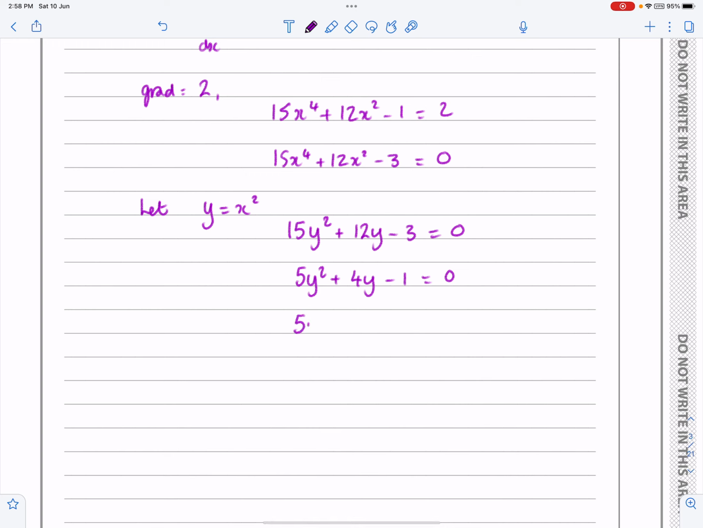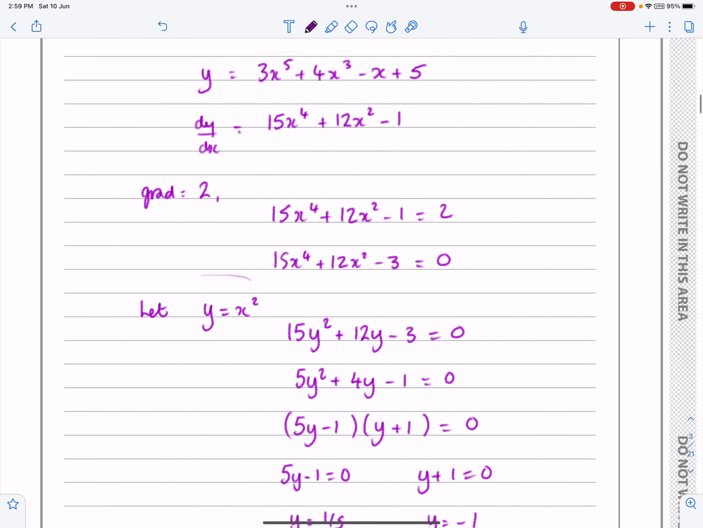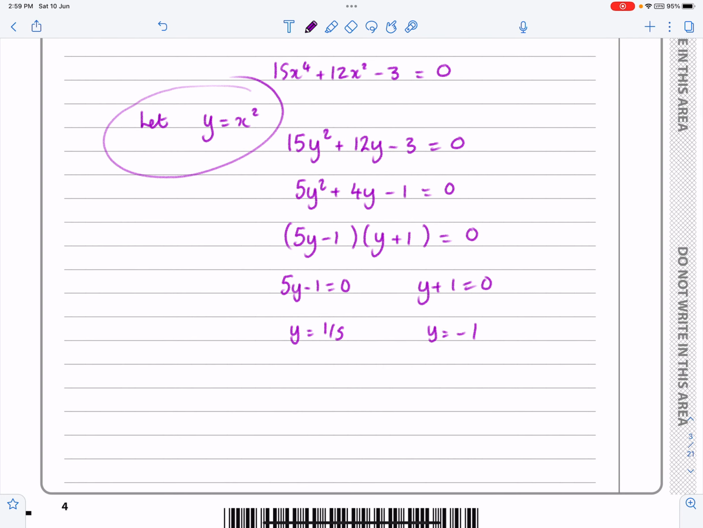I never spend any time on these videos talking about quadratic factorization. You can do that in a different video. If I'm going to factorize this, it factorizes to 5y minus 1 and y plus 1. So solving that is going to give me 5y minus 1 equals 0 or y plus 1 equals 0. That gives me y equals a fifth. And that gives me y equals minus 1. So now we're at the stage where we can reverse this and say, okay, if that's true, well then x squared equals a fifth or x squared equals minus 1.